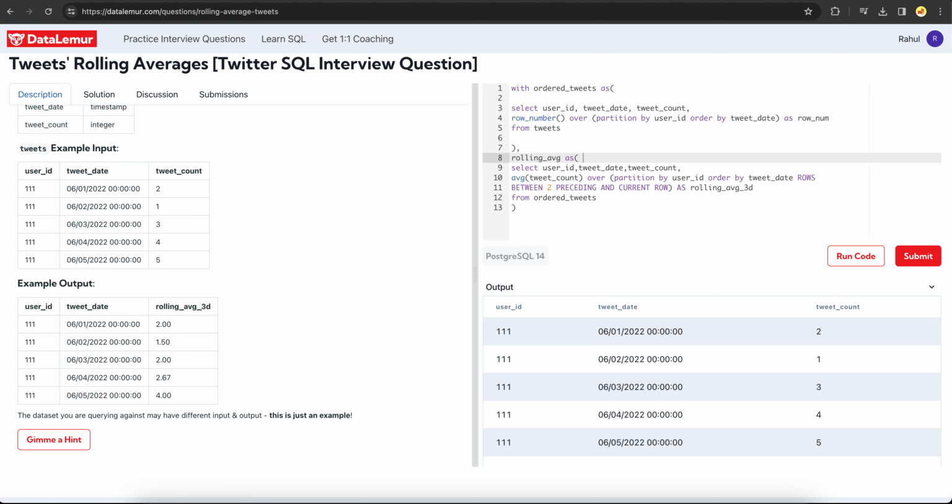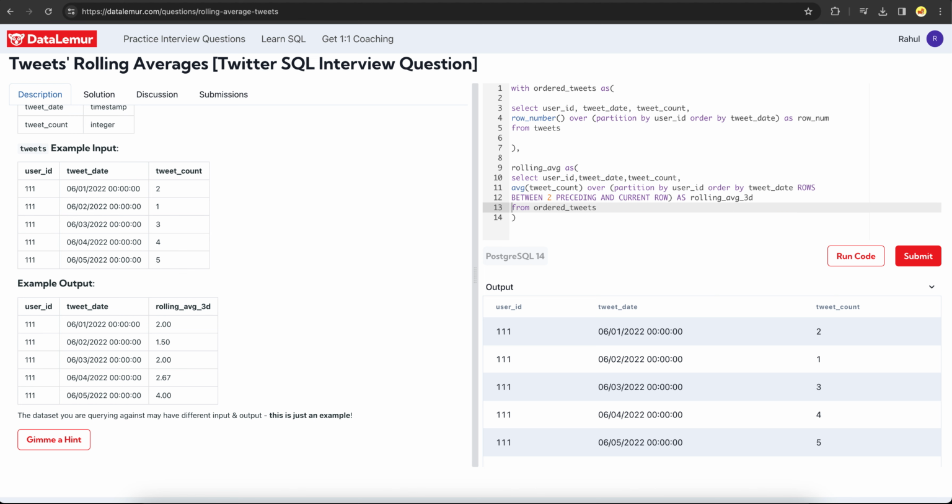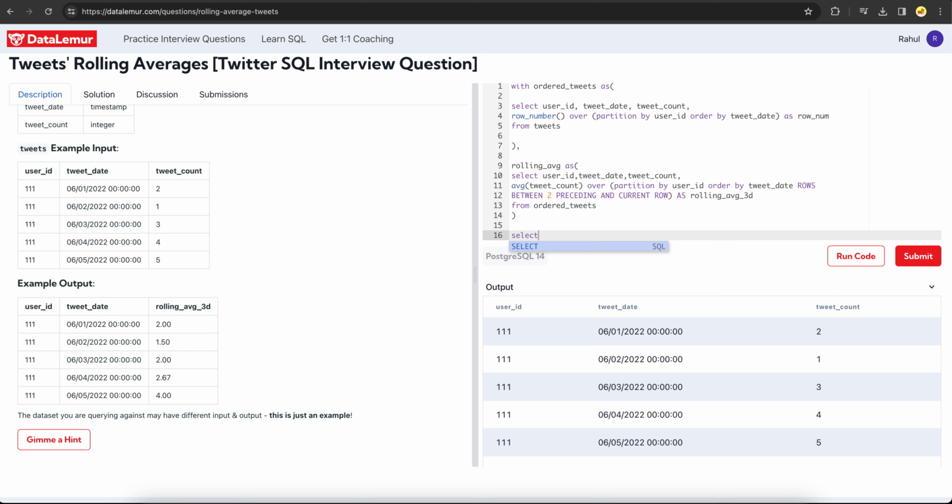Now, once you have these two CTEs in place, all you need to do is write a final query, a final selection. That final selection is simply a select query over the second CTE that you have developed. In the output, remember, we need the user ID, the tweet date, and we need to round off this rolling average 3 days that we have calculated to, say, 2 decimal values. That's what is mentioned in the problem.